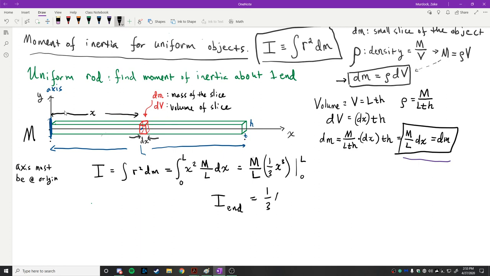There's one more step, isn't there? Here, I'll put the step right here. So this is going to be M over L, and then it's going to be L cubed over 3. One of the L's cancels with the L cubed. And so our final answer is going to be 1/3 M L squared. That's the moment of inertia of a rod about the end. Does that make sense to you guys?